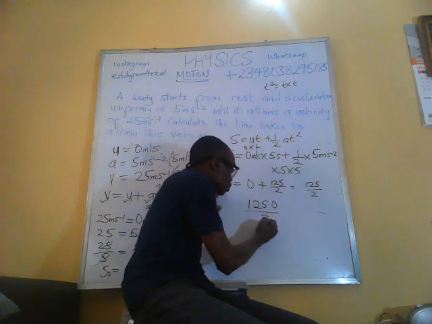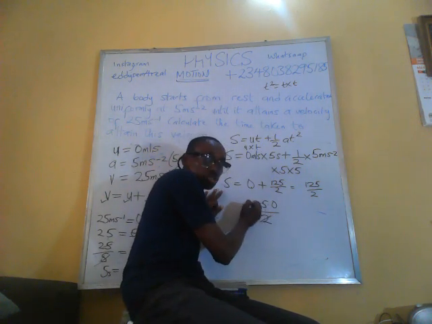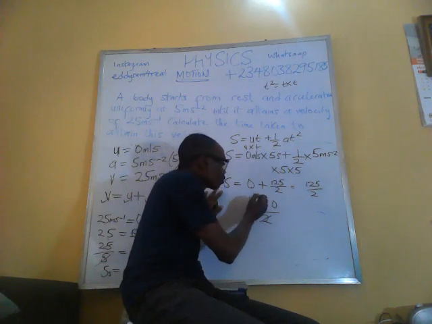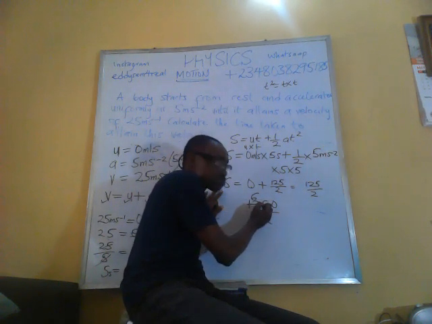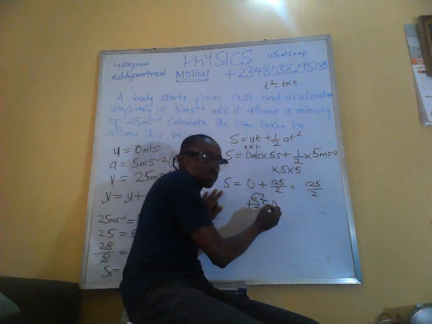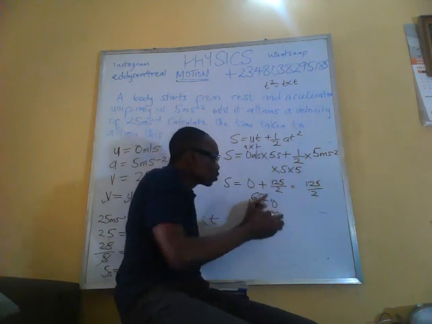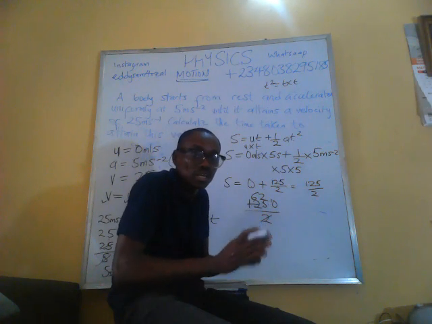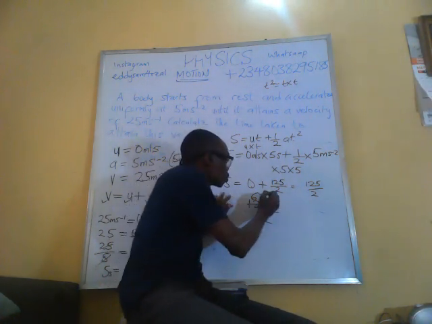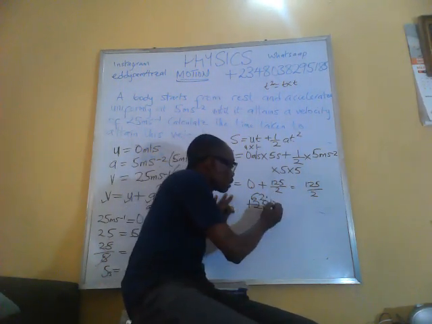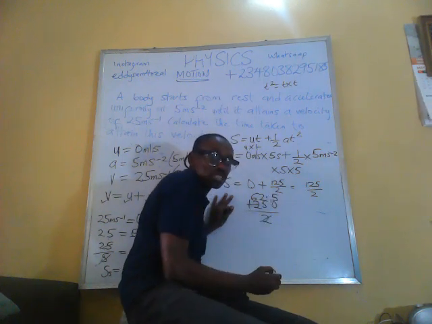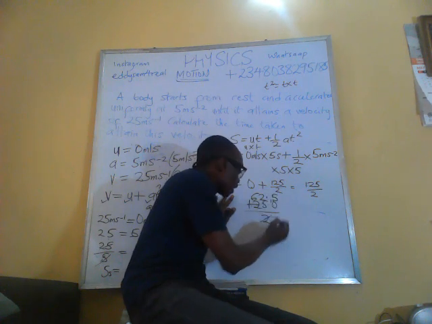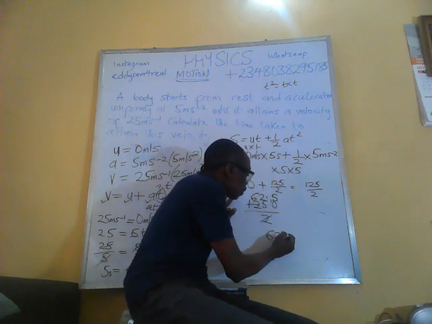So 12 divided by 2. 2 in 1 can't go. 2 in 12 is 6. 2 in 5 gives you 2 remainder 1, which you bring and attach to the 0. That 0 now becomes 10. So you put your point. 2 in 10 becomes 5. So we have 62.5. Now we attach the unit.